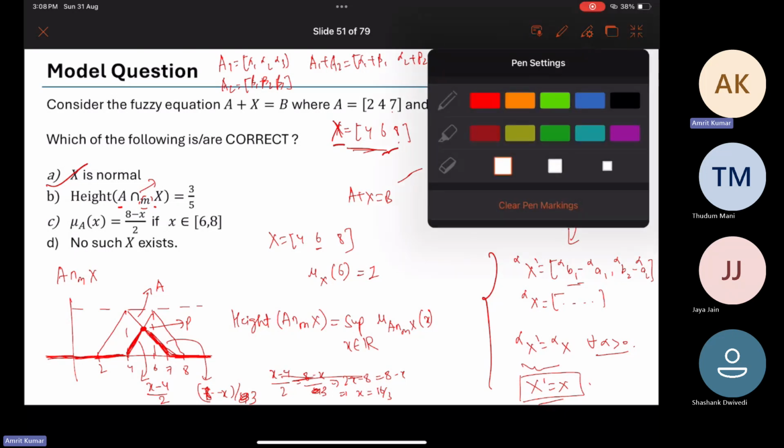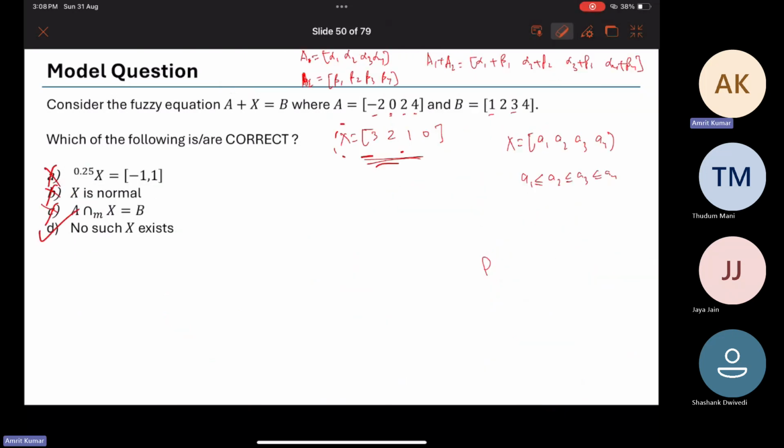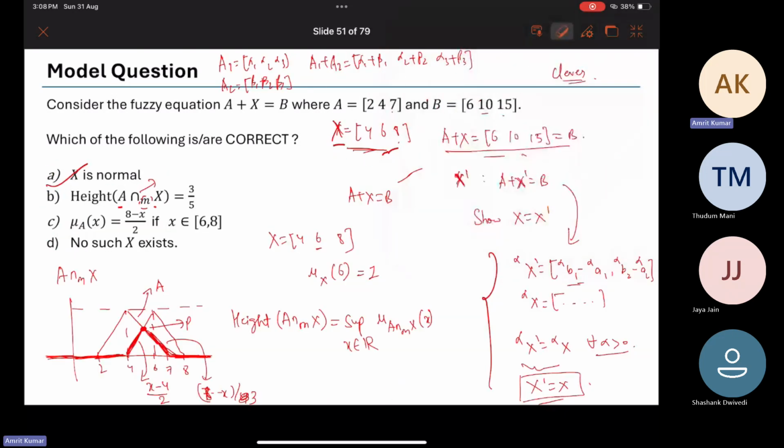Okay, so maybe I'll skip doing this. The point is that now you can easily solve this problem, right? The tricky part was this: how do you find an x? Once you have an x, then these options are very easy to figure out. No such x is definitely incorrect because we have already found such an x. And then you just need to find A intersection x, find the height, and find the membership of A. Now, all that is very easy, right? We have already done this again and again in different assignments.